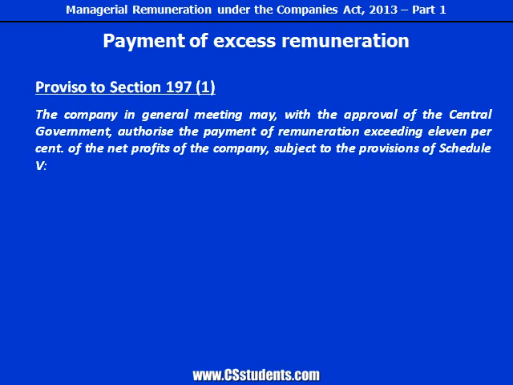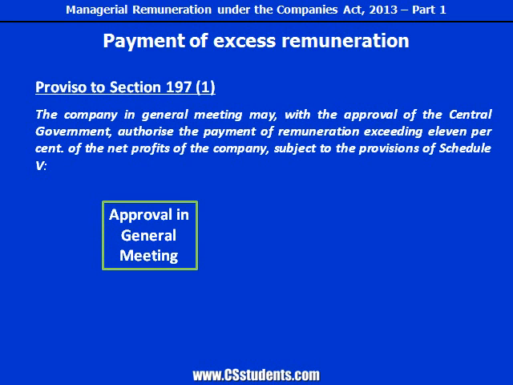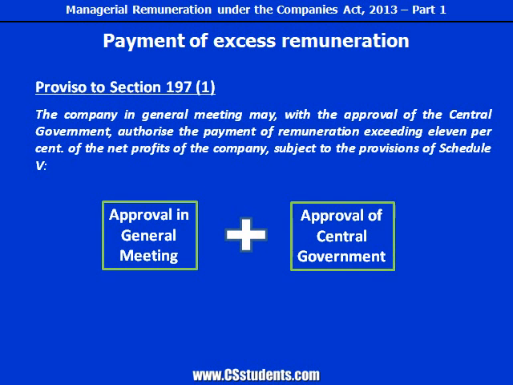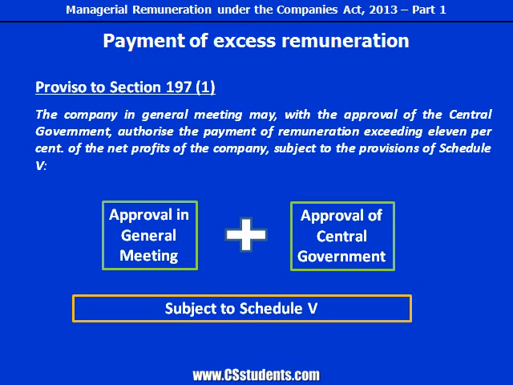So, more than 11% could be paid, with the compliance of two conditions: approval in general meeting and approval of central government. But this flexibility to pay more than 11% is subject to Schedule 5. If we look at Schedule 5, it does permit to pay more than 11% without the central government approval. But such remuneration must be within the limits mentioned in Schedule 5.